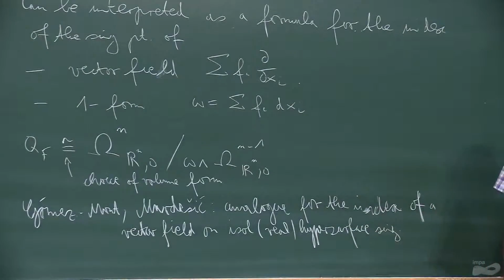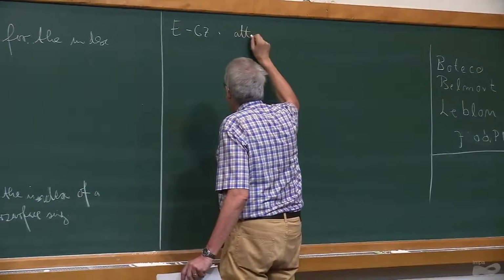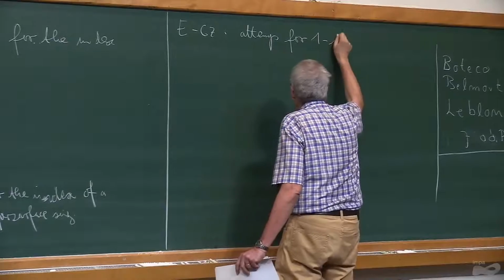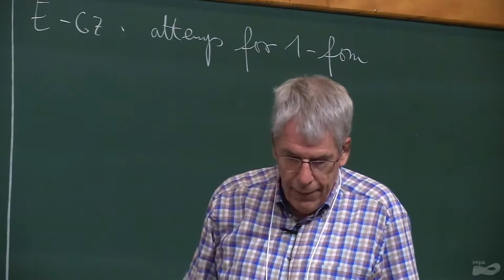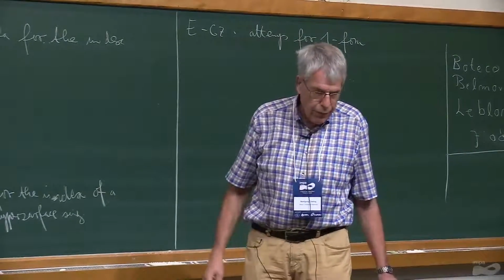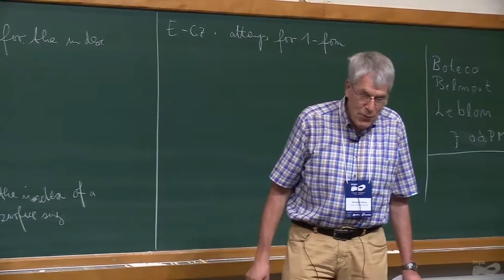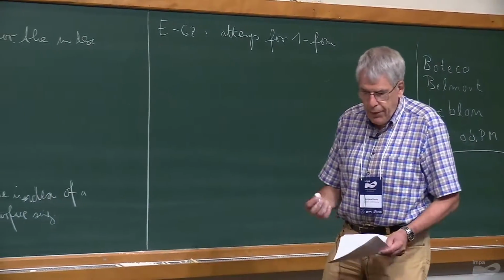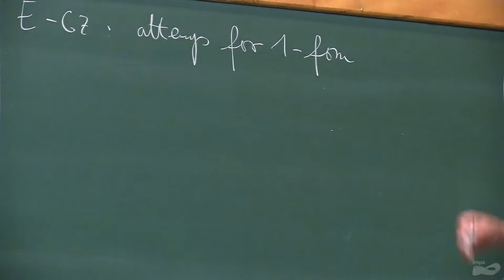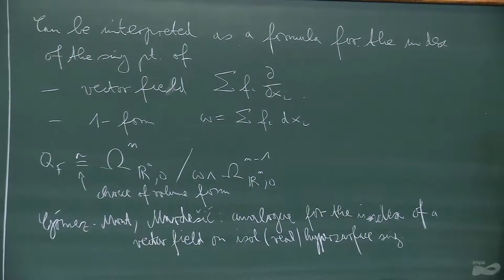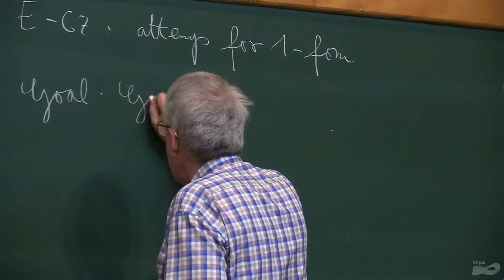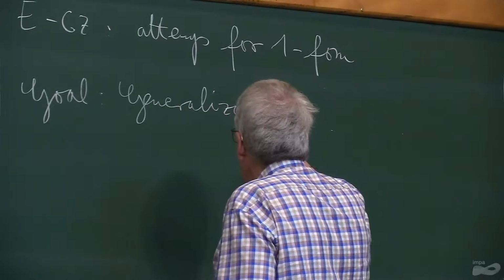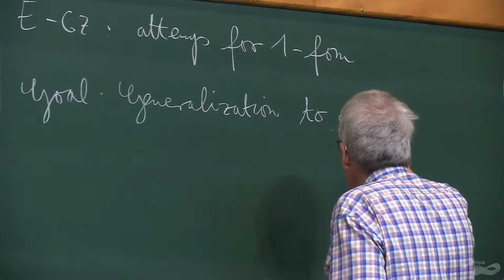Together with Sabir, we did several attempts for one forms, to express the index as a signature of a certain quadratic form. I even talked about one attempt 22 years ago in Sao Carlos, but this is a topological interpretation. In principle, our attempts failed up to now, so we have no analog for one forms. But the goal of my talk will be to give a generalization to a real quotient singularity.